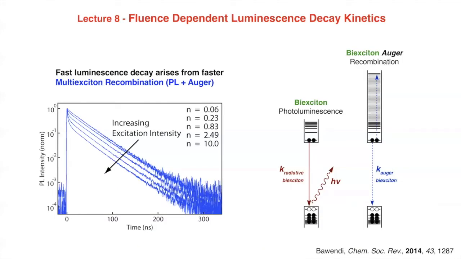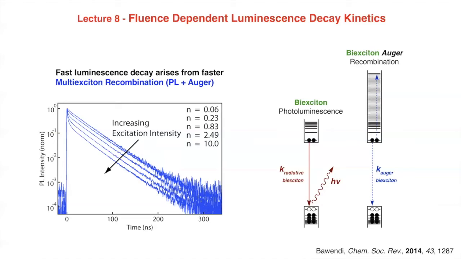So let's take a look at how this appears when you are actually doing an experiment. And what I've shown you here are a series of photoluminescence decay traces. So this is the intensity of photoluminescence with time. And what they're doing is actually increasing the laser power in this experiment.